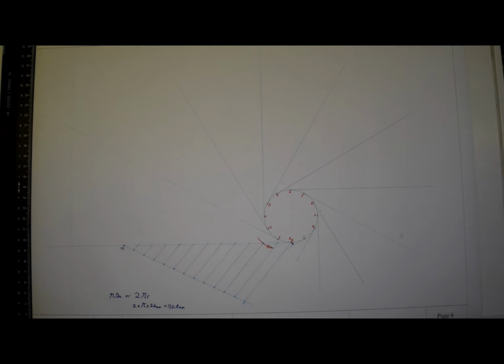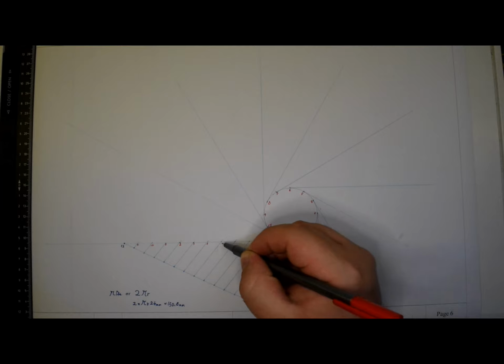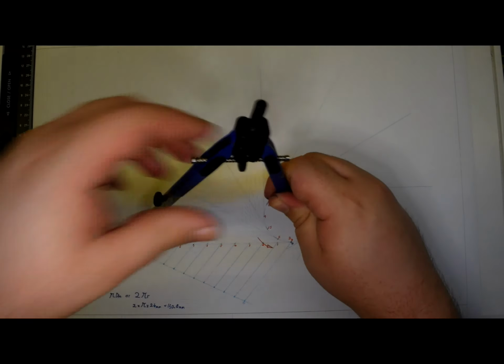From the center of the circle and the compass, mark out each division to its respective tangential line.